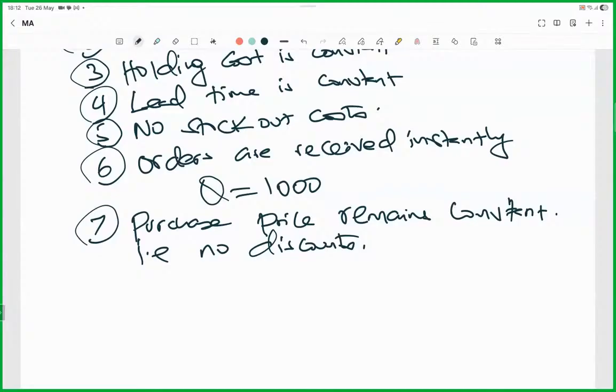Demand is constant. No, she has to give me 4 of them. Number 2, orders are received instantaneously. Yeah, that is okay. Number 3, no discounts, meaning that the purchase price is constant. I love that. Number 4, lead time is constant. So you get 200 bob, you get 200 bob.